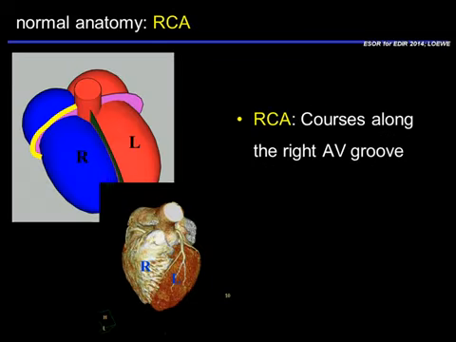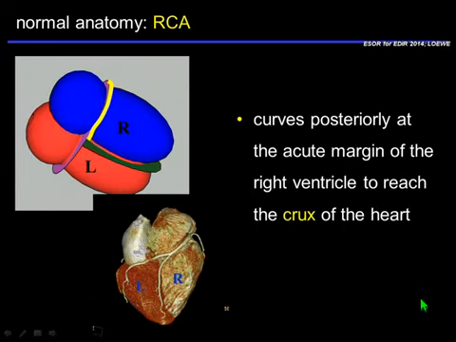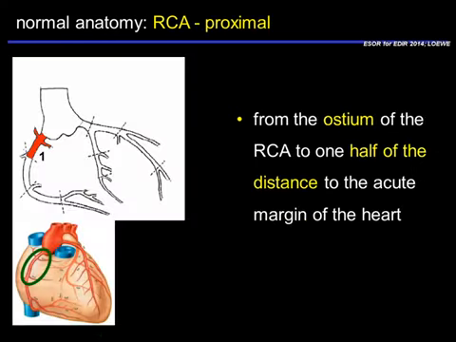Let's start with the RCA. The RCA courses along the right AV groove, and very important for the naming of the coronary artery is not the origin, but the course. So independent of where the artery is originating, the artery within the right AV groove is the RCA. After that, the RCA curves posteriorly at the acute margin of the right ventricle to reach the crux of the heart, and finally the RCA is supporting even the very, very posterior parts of the right and left ventricle.